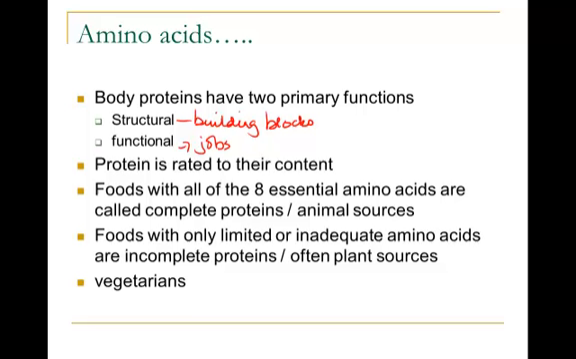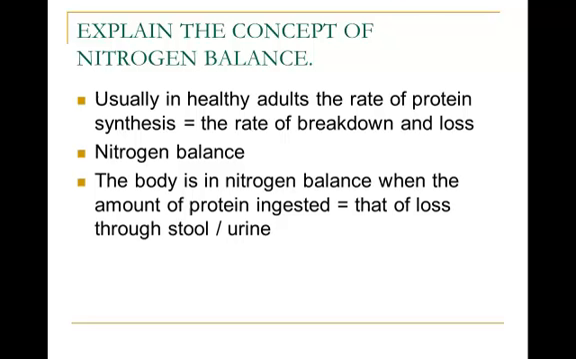So if you ate an animal source protein, you're going to get all of the 8 essential. If you're a vegetarian and you're careful about how you manage that, then you have to eat a combination of certain foods to produce the amount of amino acids to get those 8 essential in there. Again, these are the ones that are not made by us.